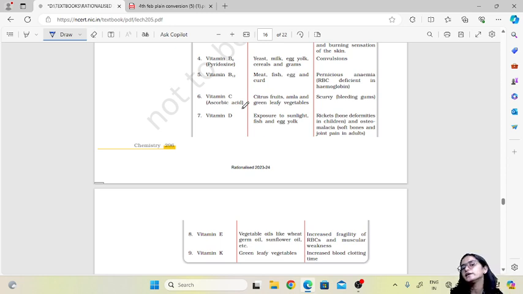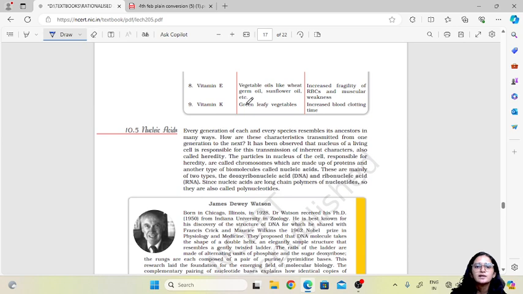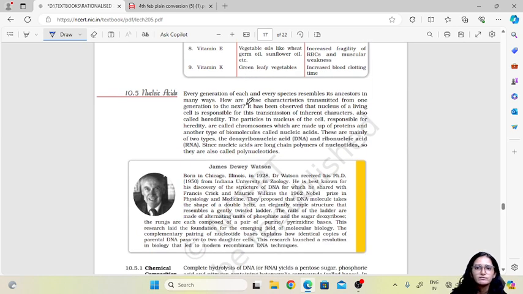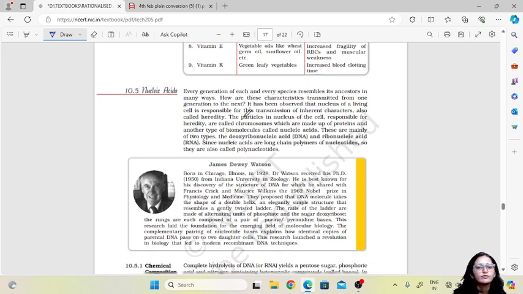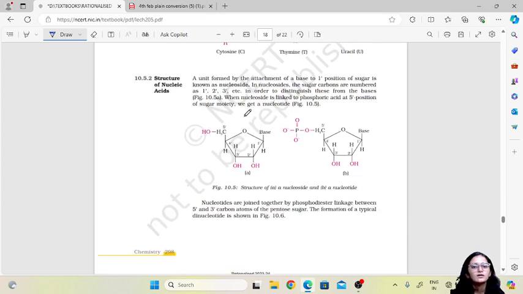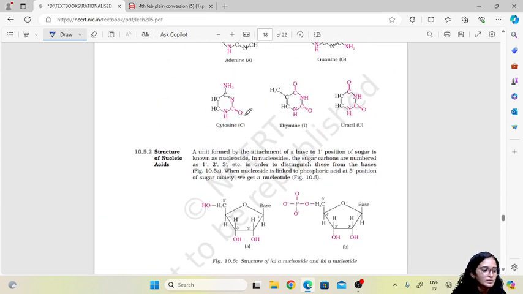Then vitamin D we already know, get from sunlight, fish and egg yolk, and its deficiency causes rickets, that is bone deformities, and osteomalacia, that is soft bones and joint pain. Vitamin E is present in vegetable oils like wheat germ oil, sunflower oil, and its deficiency causes increased fragility of RBCs and muscular weakness. And last is vitamin K, which causes increased blood clotting time if it is deficient, and is present in green leafy vegetables. Now next type of biomolecules is nucleic acid.